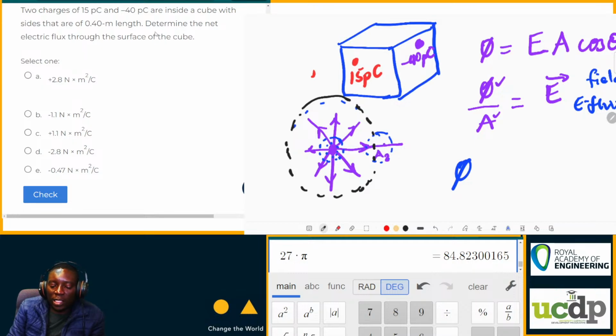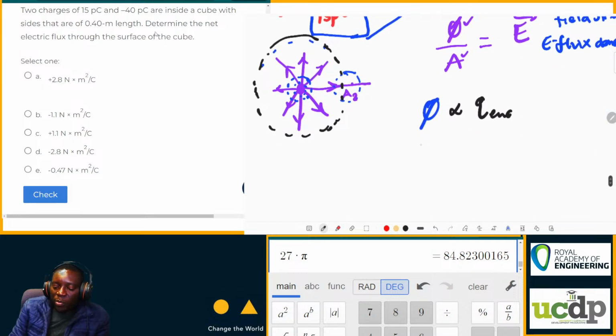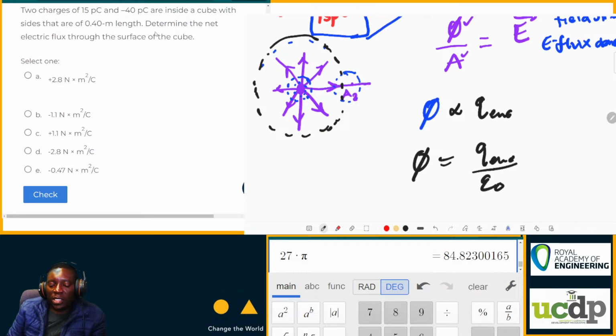So that flux will be directly proportional to the enclosed charge, Q. We'll call it Q enclosed. And the constant of proportionality is 1 over epsilon naught. So phi is equal to Q enclosed over epsilon naught, the permittivity of free space.